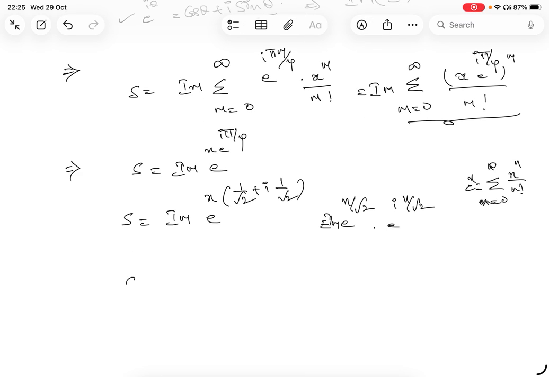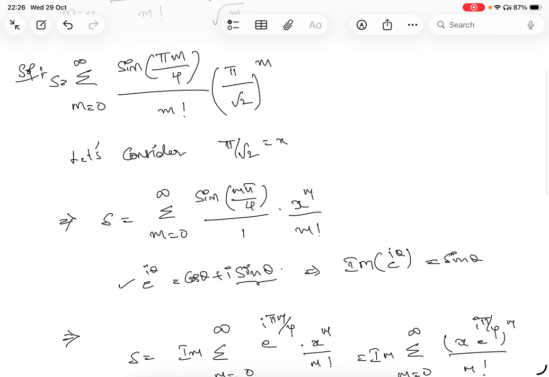Now s equal to, this is a constant, let it be out, then the imaginary part of e power i x by root 2. This will be e power x by root 2. The imaginary part of this is sine of x by root 2.